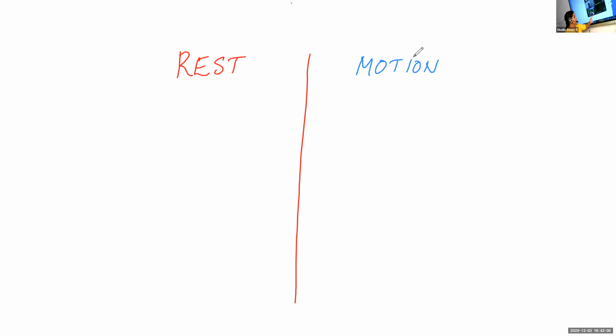Any doubt in this task? No, ma'am, I started doing. Okay, you can start. Ma'am, that means in rest you have to write the things that cannot move. Yes, the things that cannot move, that you have seen.